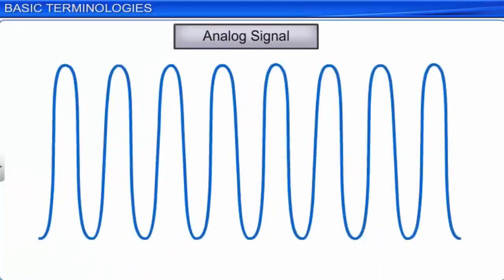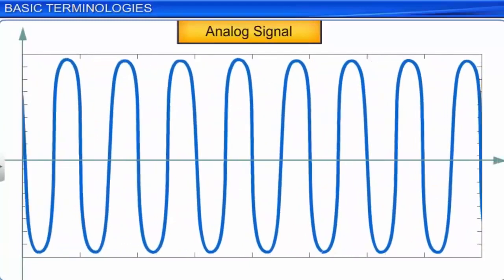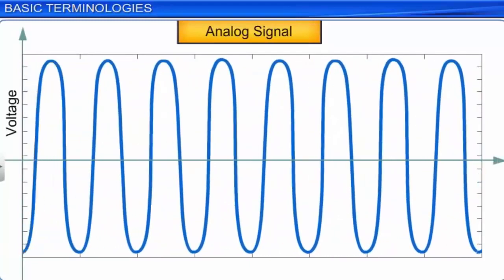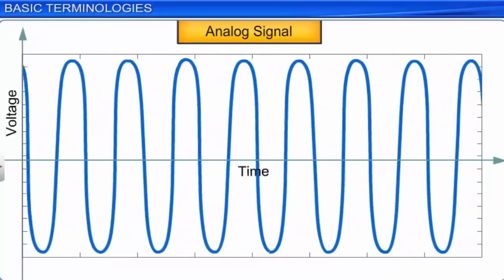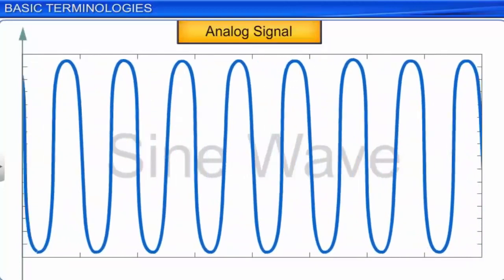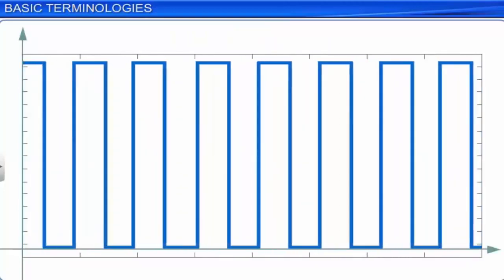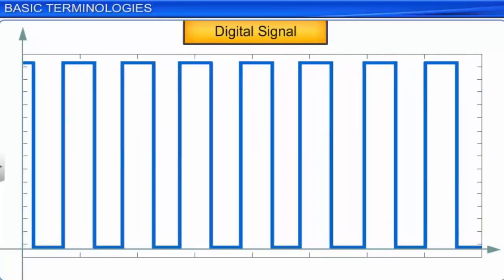Analog signals are formed by continuous variation of a quantity like voltage or current with time. Each analog signal can be represented by a sine wave. Digital signals are formed by discrete, stepwise variation of a quantity like voltage or current with time.